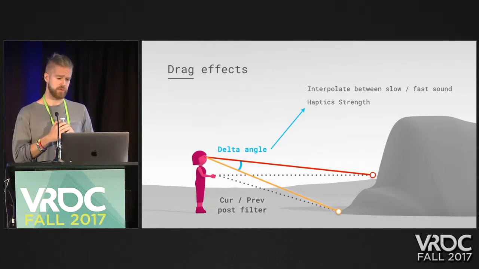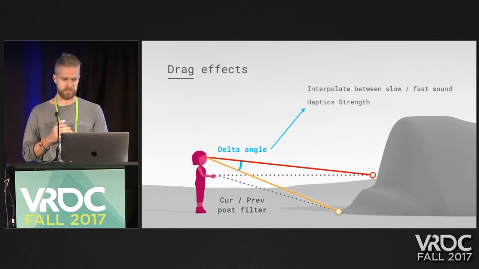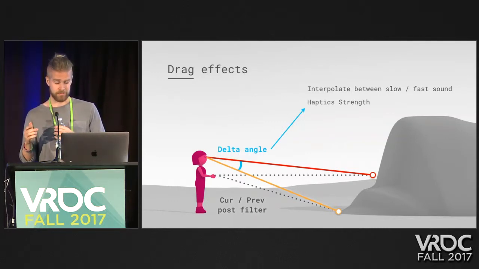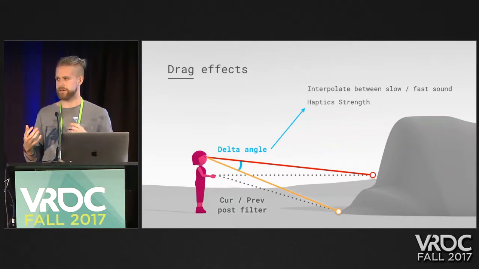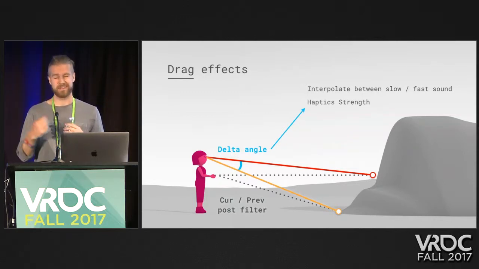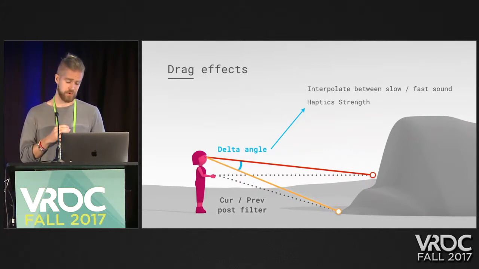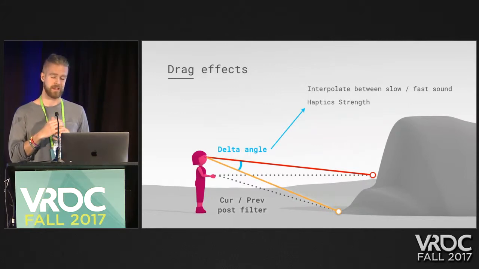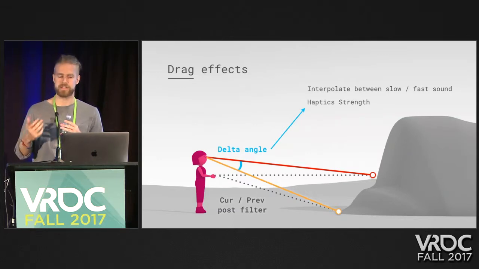So what we do, for 2 sequential frames, we take this intersection point of the post-filter rays, and then we compute the delta angle between these 2 points and the head. And this gives us one nice scalar value that we can feed into the strength of the haptics. And we can use the same value to be the input for our sound system. So for the drag effect in Earth VR, we ended up making a slow dragging sound and a fast dragging sound. And then based on this value, it became very easy to blend between them depending on this delta angle value.